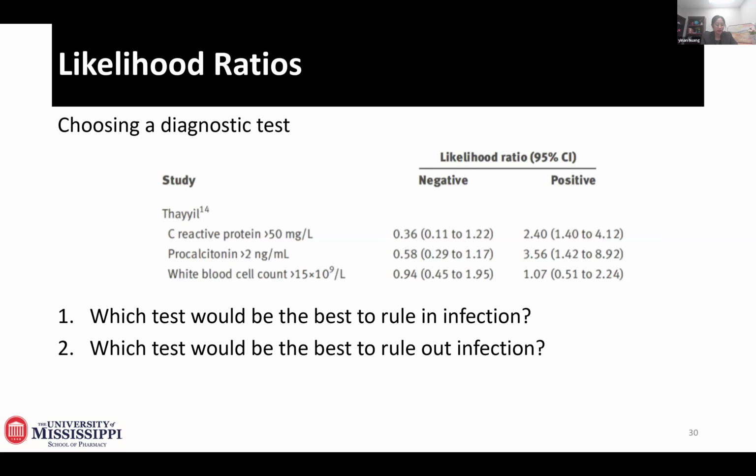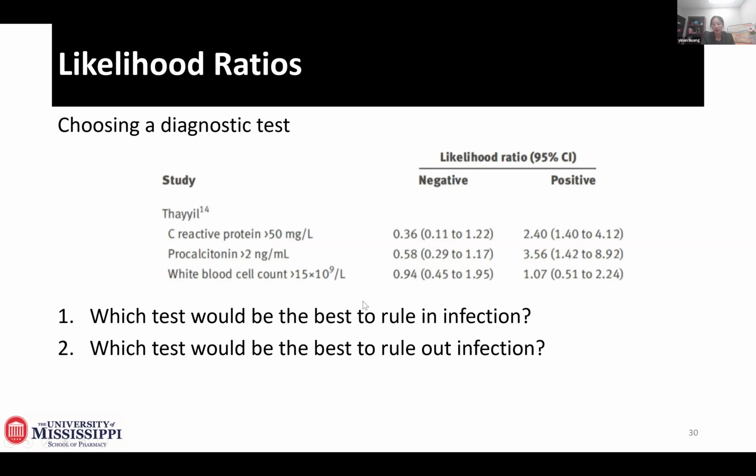Now, this is one example. If you want to choose a diagnostic test, let me ask you in this way. We have, in one study, three testing tools. It can be CRP, it can be procalcitonin, or white blood cell count. What types of likelihood ratio tests are you going to choose if you want to rule in infection?